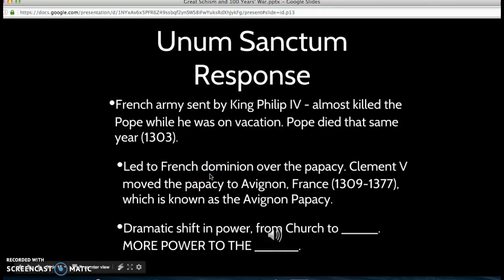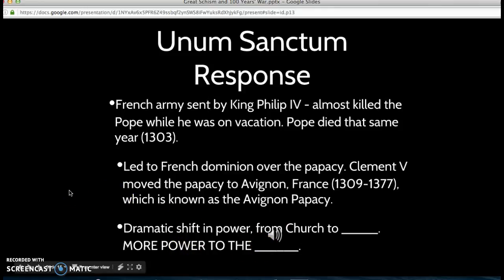This leads to French domination over the papacy, over the Catholic Church for a time, and they appoint their own Pope, Clement V. He's moved to Avignon, France, and this becomes known as the Avignon Papacy. From 1309 to 1377, there's a second Catholic power structure, right? And it's led by this man. And it's not in Rome anymore, it's in Avignon, France. This is a dramatic shift in power from the church to the ding ding ding state. Okay, more power to the ding ding ding state.